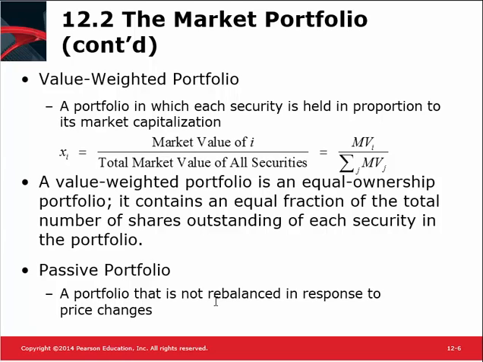So let's talk about different kinds of portfolios. The first portfolio we could talk about is something called a value-weighted portfolio. In a value-weighted portfolio, you need to find what is the weight of the asset in the portfolio. You take the market value of the asset and you divide it by the market value of all the securities that there are. So that will tell me what the weight is of each asset in the portfolio. In an equal-weighted portfolio, there's equal ownership. So it contains an equal fraction of the total number of shares outstanding for each security in the portfolio.